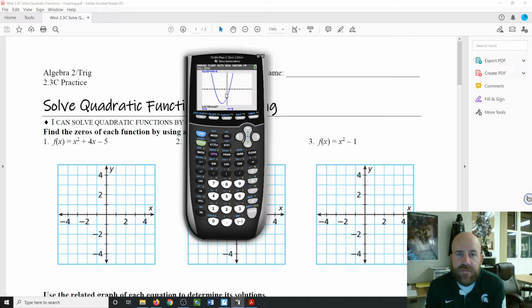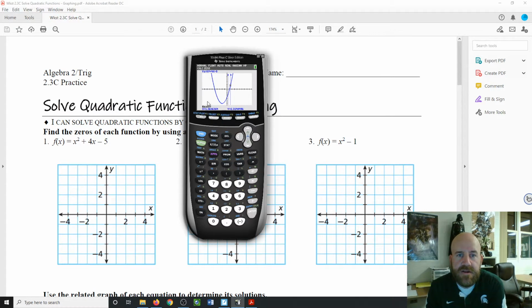So it's asking for a left bound. What that means is I want to be at an x value left of where we think the zero is. Really, anywhere to the left of it doesn't matter. So notice how I'm to the left of the zero here. We're going to hit enter, and then it wants a right bound, so I want to be to the right. So I just go above this one, and I hit enter. On my calculator, you see these two dotted lines here. What that's saying is it wants the calculator to look between those two dotted lines.